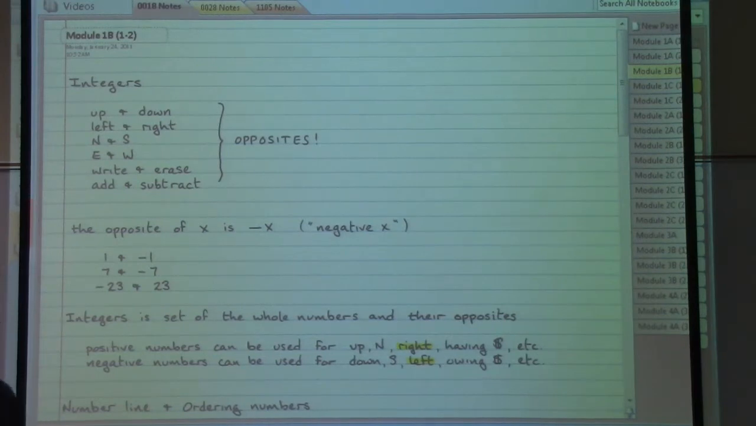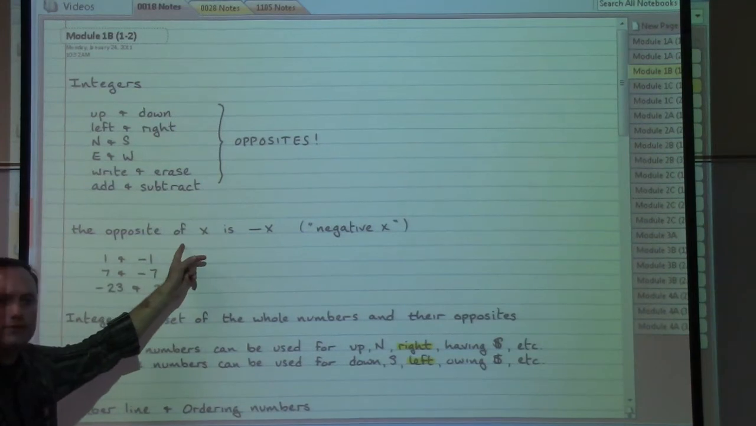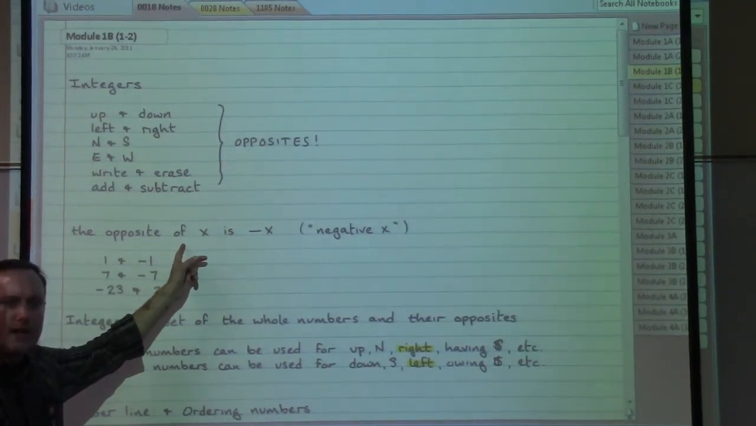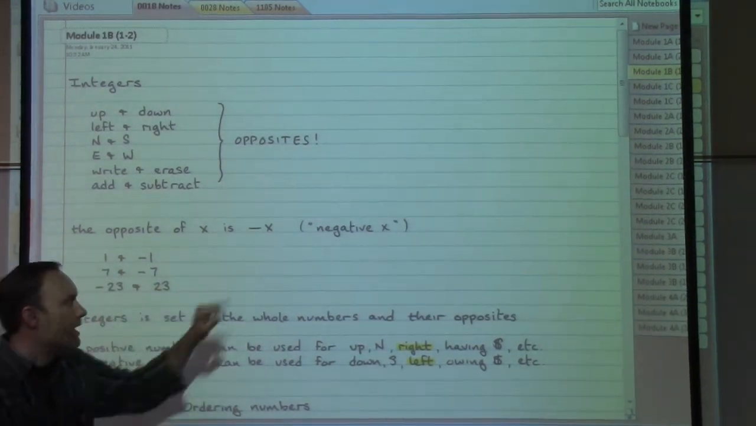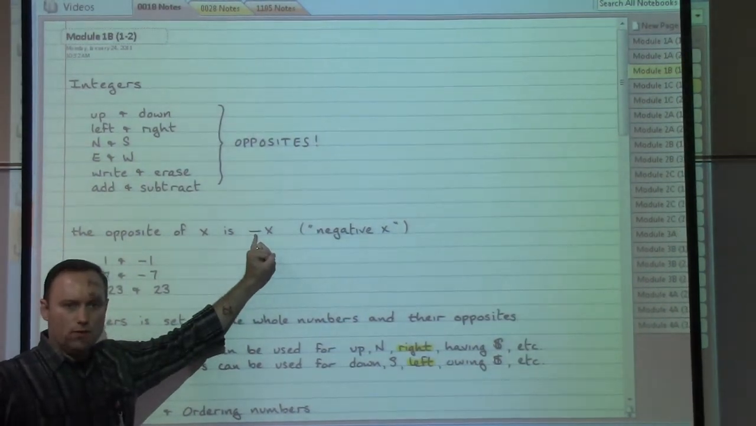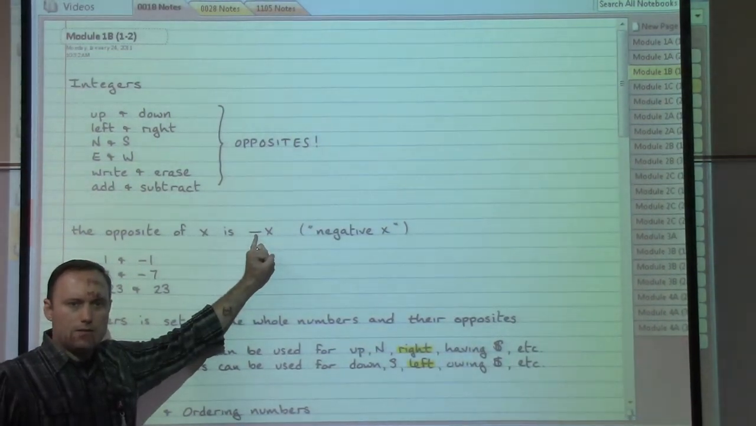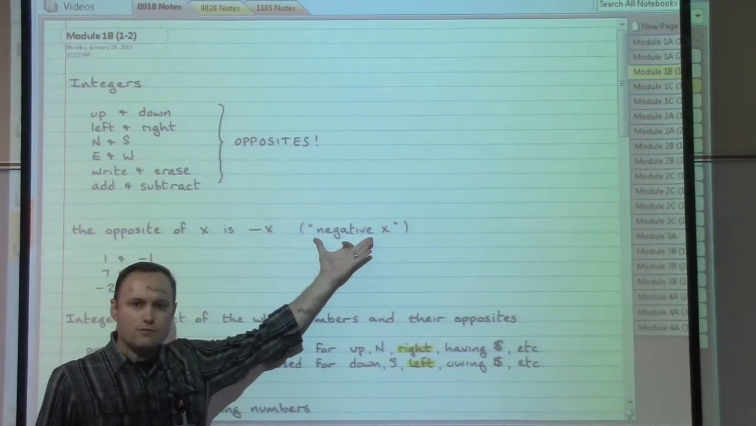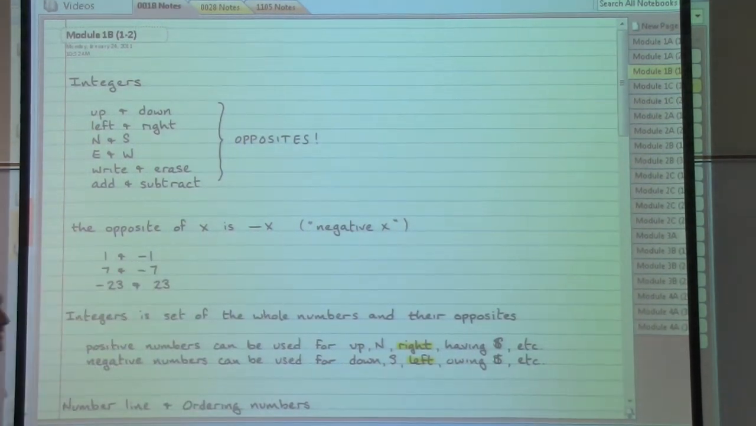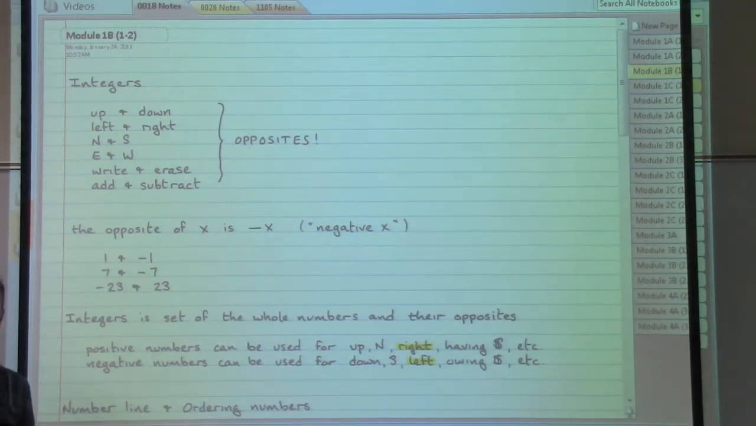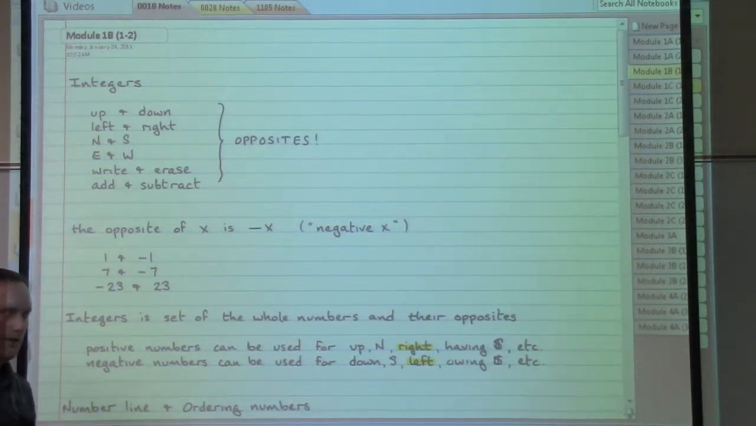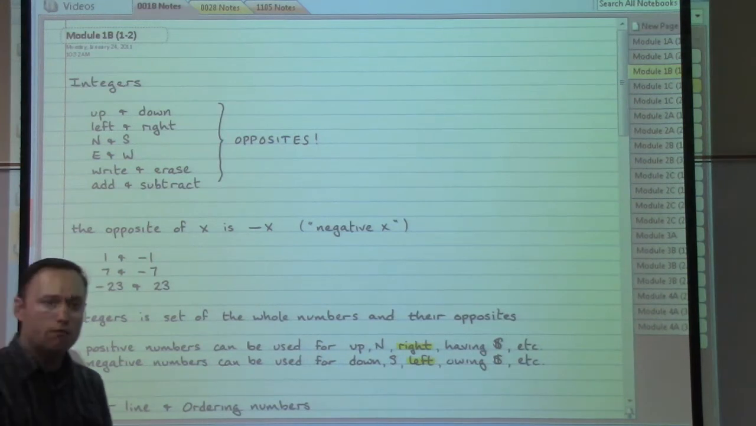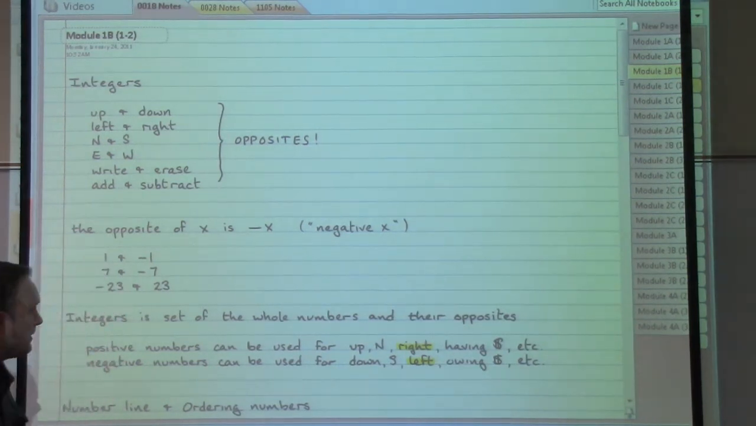So the opposite of x, well, we want to be able to shorten that up. So symbolically, we use what looks like a minus symbol, but we would read that as negative x. So the opposite would be represented either as a negative or possibly as a positive, depending on what we might have started out with.